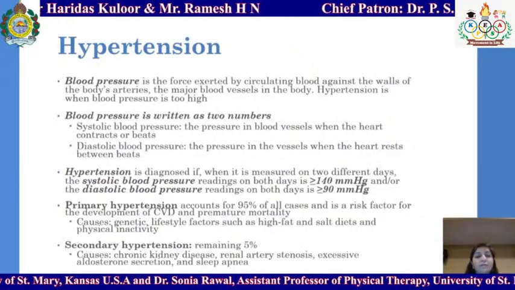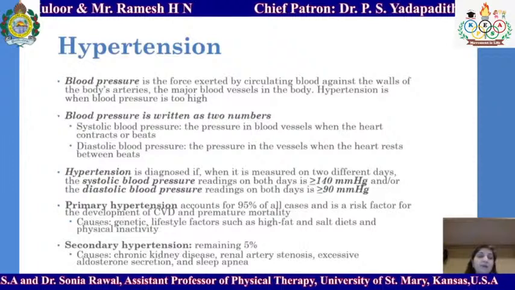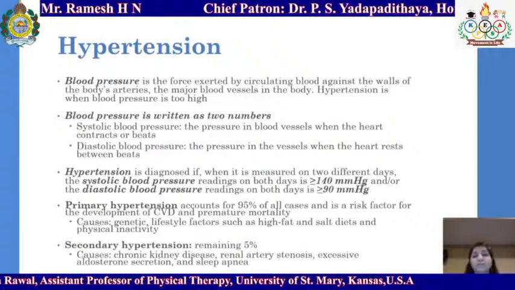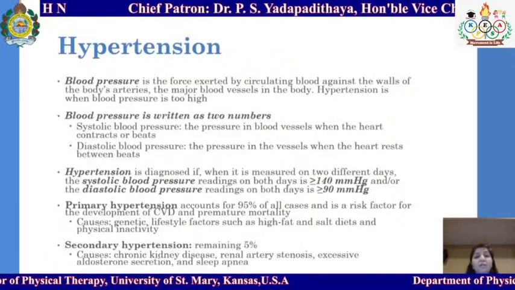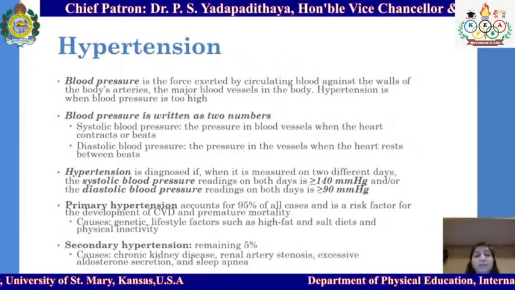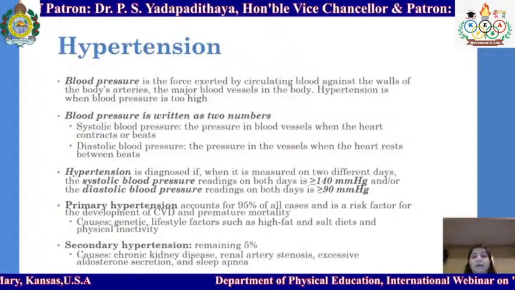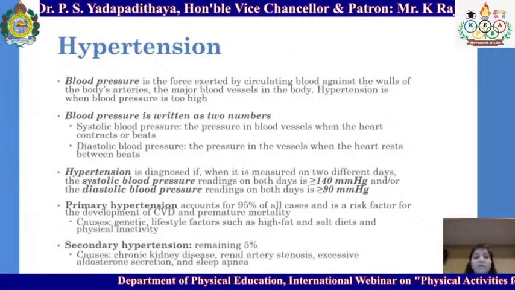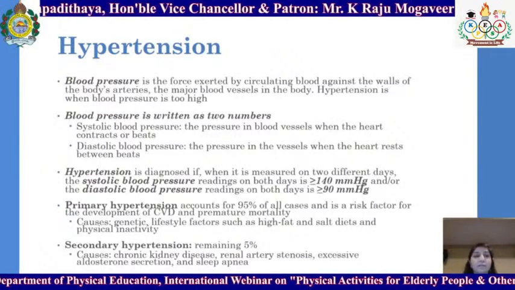The majority of the causes of hypertension is the primary hypertension. That means that in 95% of cases, the cause is either going to be genetic or lifestyle factors such as high fat diet or salt diet and doing less physical activity. But there are about 5% of cases where there is secondary hypertension. That means there is increase in blood pressure, but that is not because of either genetic or lifestyle factors, but because of some other disease like the blockage in the renal arteries or excessive hormone secretion, that is the aldosterone secretion, or a patient unable to sleep or some kind of chronic kidney disease.